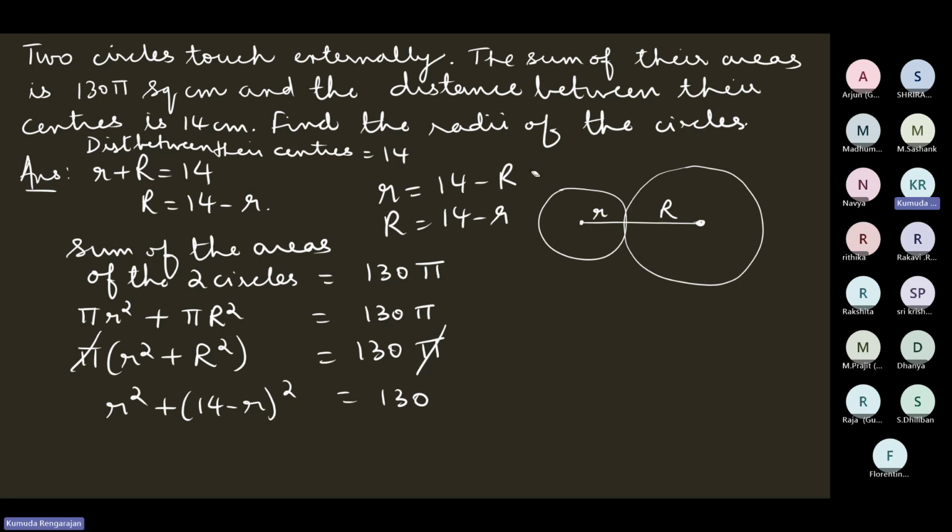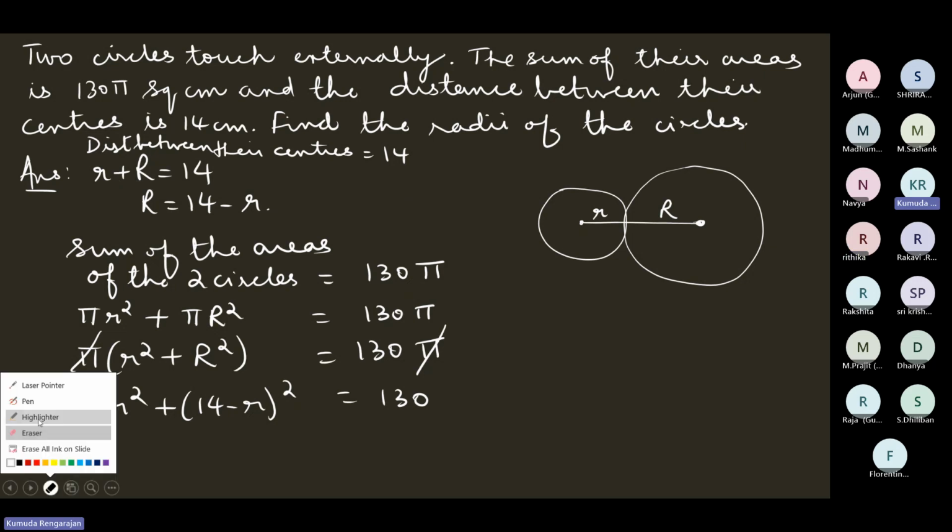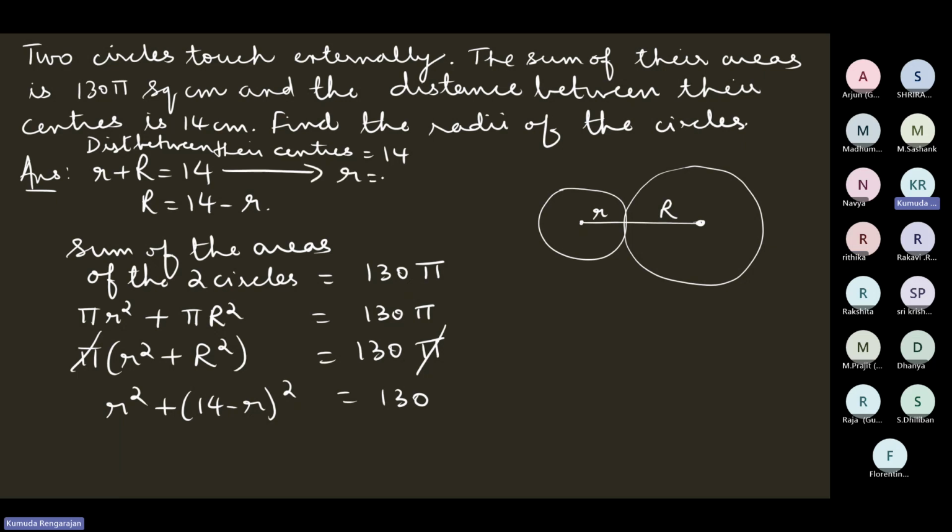So then you get a quadratic equation. You can write small r is equal to 14 minus capital R, or capital R is equal to 14 minus small r. Now substitute here. So you'll get a quadratic equation in R. Please solve and tell me the values of R, children.